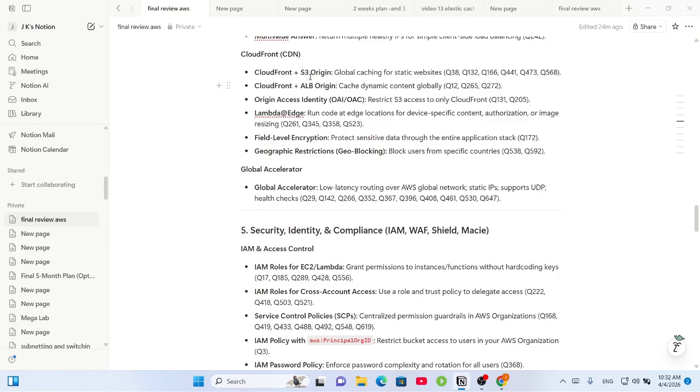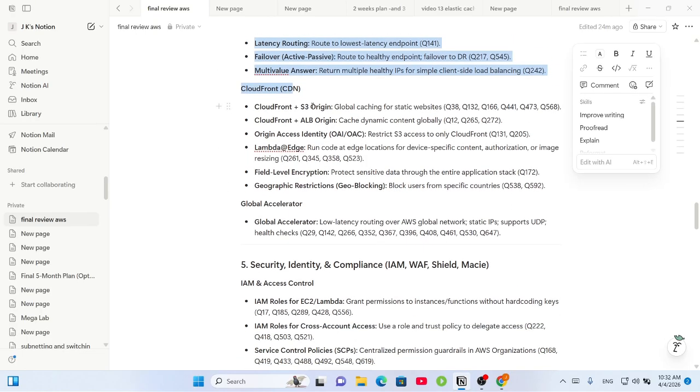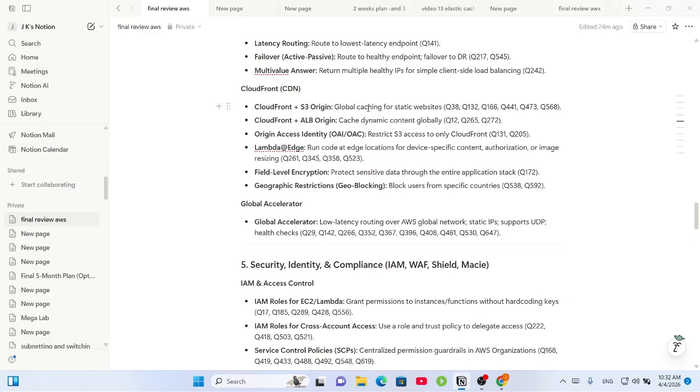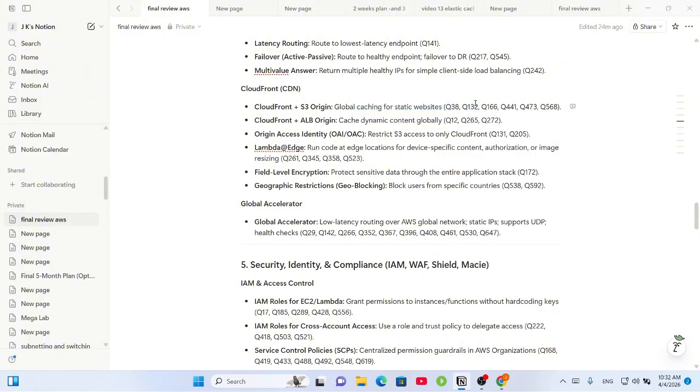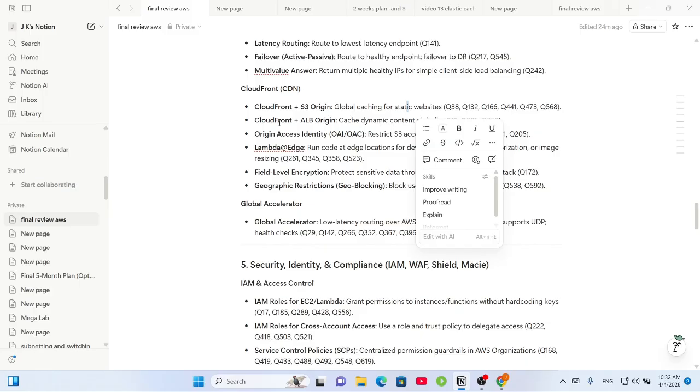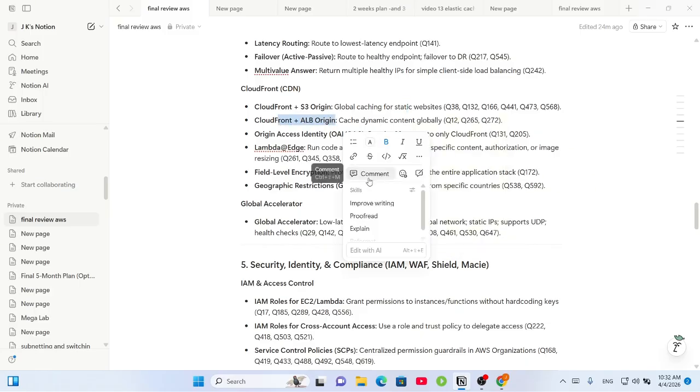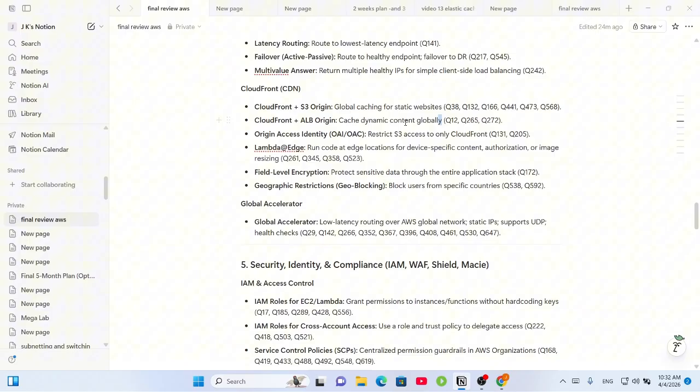So CloudFront is basically a CDN. CloudFront plus S3 origin is used for global caching for S3 static websites. This is global caching for static websites basically. CloudFront plus ALB origin caches dynamic content globally. So these are the two differences.